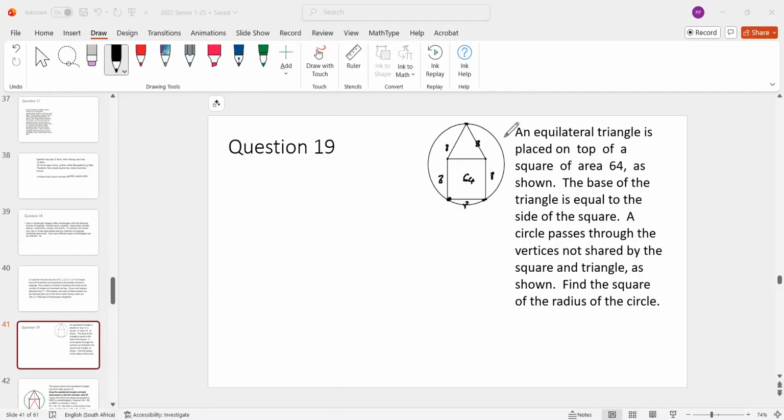Right? And then you draw a circle, and the question is find the square of the radius. Or you can just find the radius and then square it. Okay. Now this thing has got a very beautiful solution, and I'm going to show you the solution.